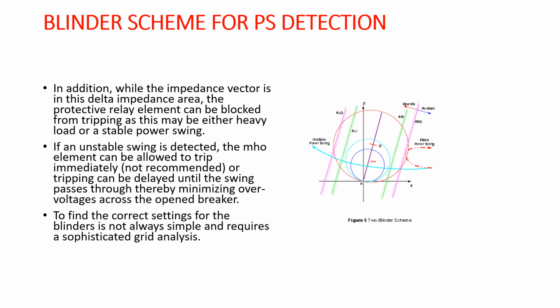Sometimes the system becomes stable, and the power swing is stable, and the load point again returns to some other point outside the boundary of the distance relay. So these are known as the blinder.